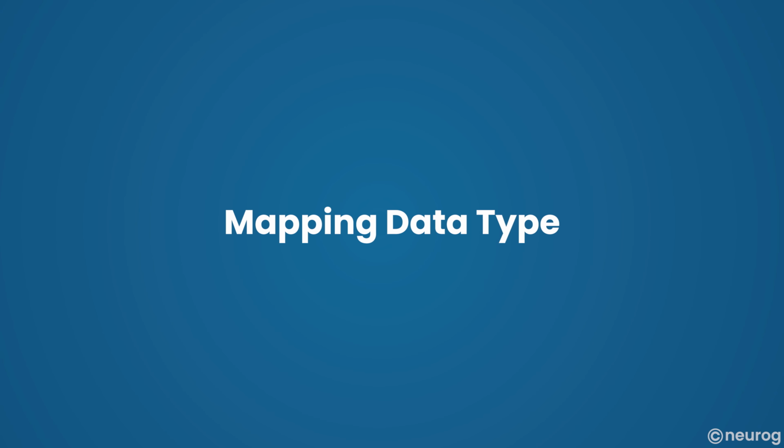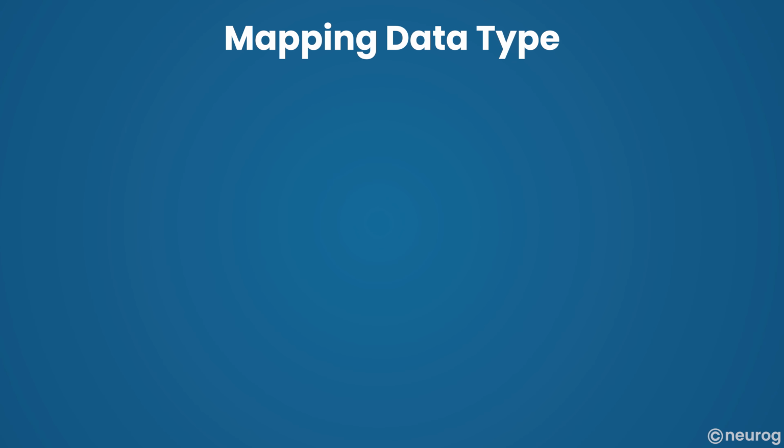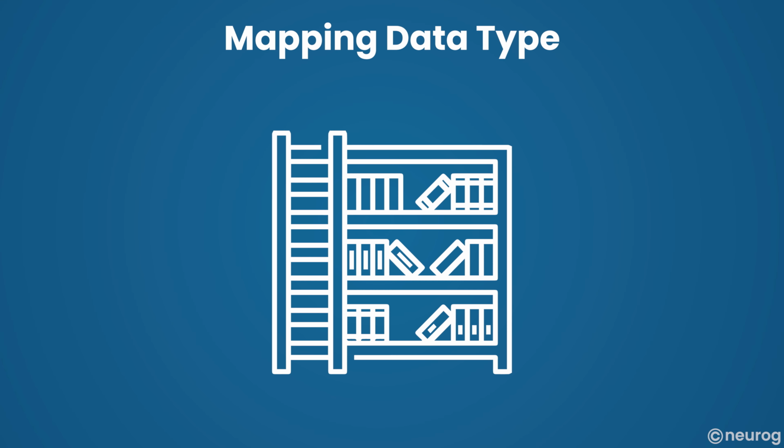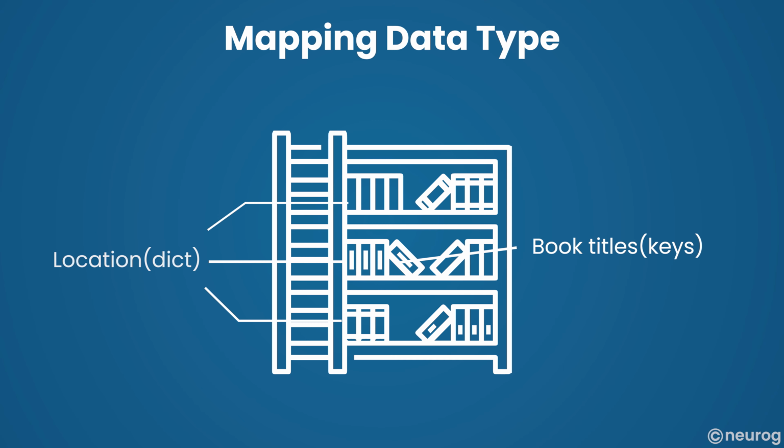Moving on to the mapping data type. The Python dict allows you to create mappings or dictionaries where each value is associated with a unique key. Imagine a library catalog where book titles are keys, and their corresponding locations on the shelves are values stored in a dict.